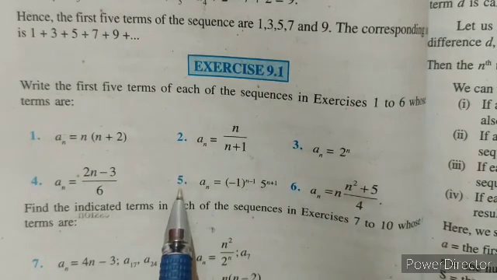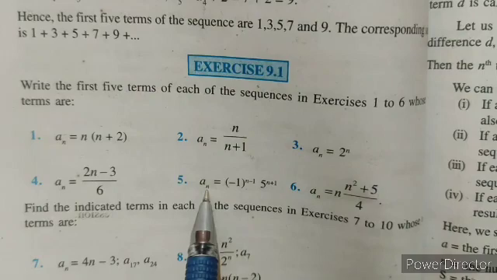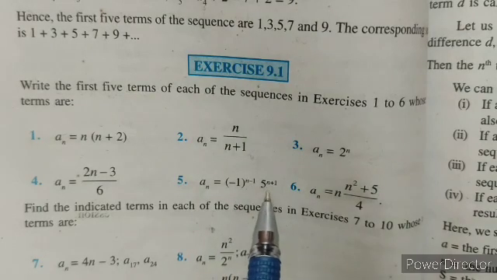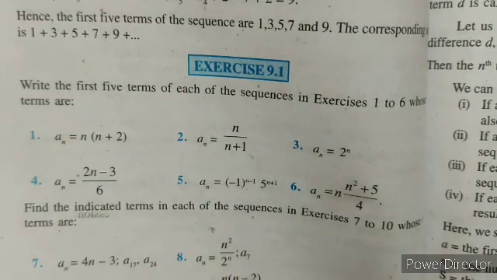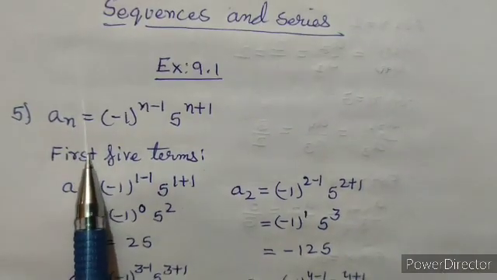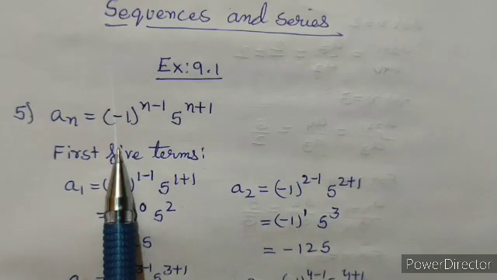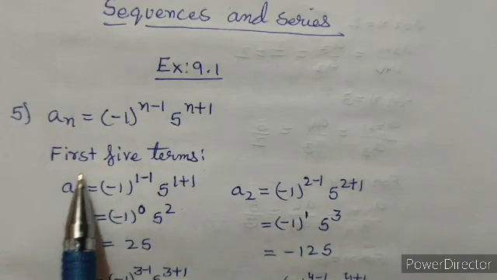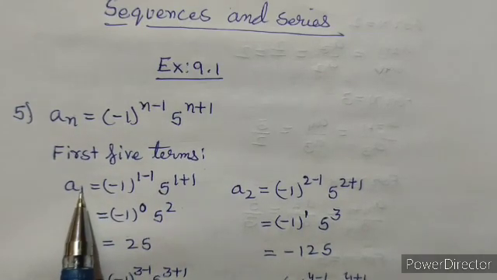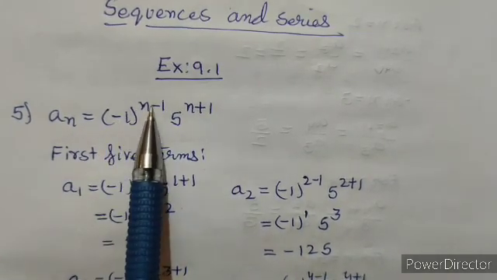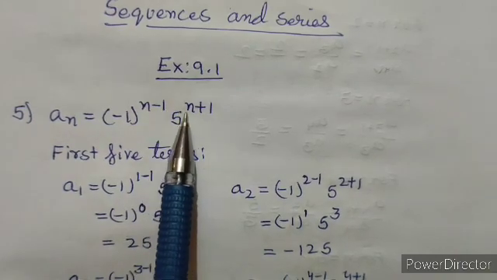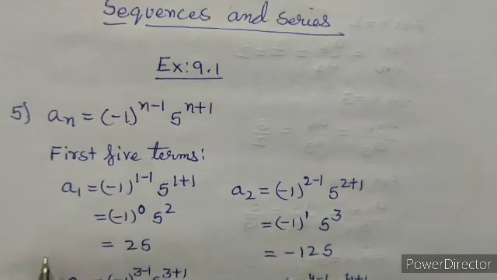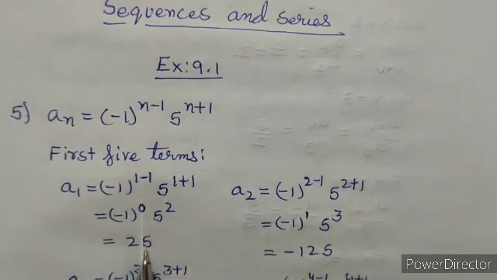Now in question 5, an, that is the nth term, is given by (-1) raised to power n minus 1 into 5 raised to power n plus 1. Its 5 terms will be determined by putting the value of n as 1, 2, 3 up to 5. The first term a1 will be (-1) raised to power 1 minus 1 into 5 raised to power 1 plus 1. Now in place of n we will take 1 here, and that will be equal to 25.